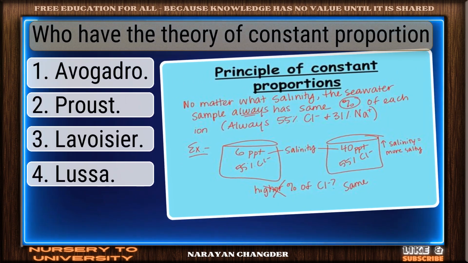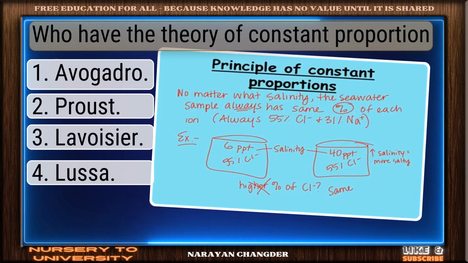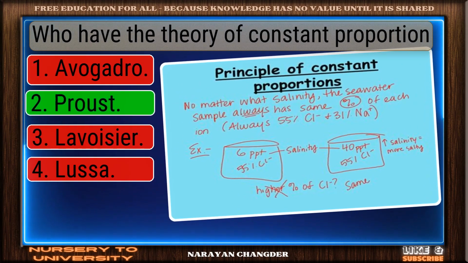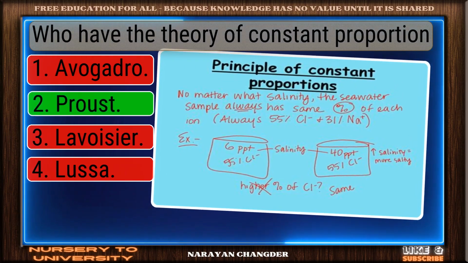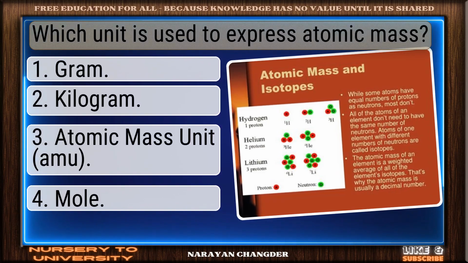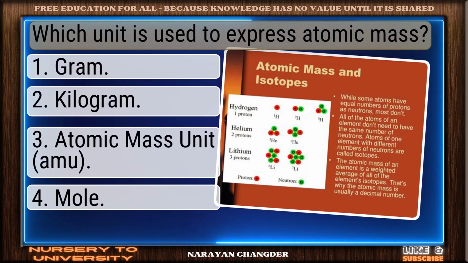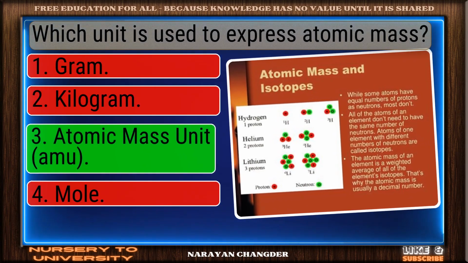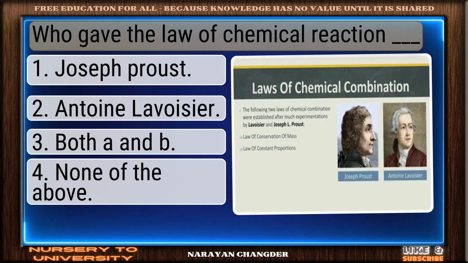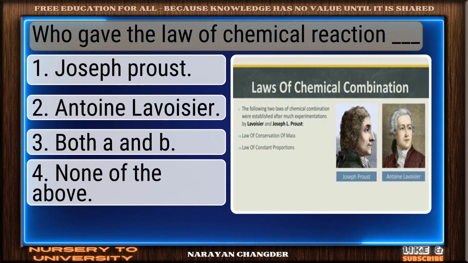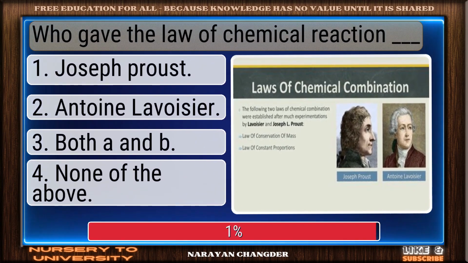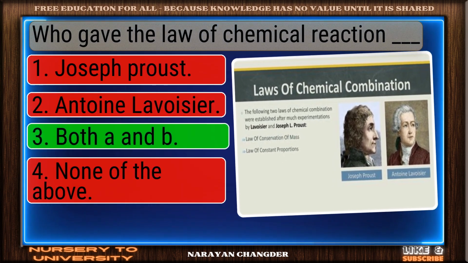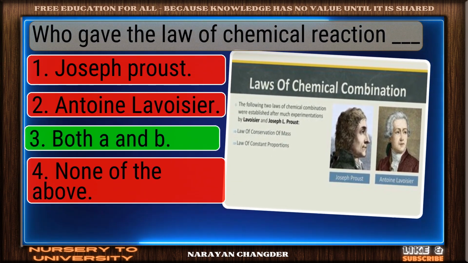Question number 176. Who gave the theory of constant proportion? Well picked. Proust is the correct answer. Question number 177. Which unit is used to express atomic mass? Smart pick. Atomic mass unit is the correct choice. Question number 178. Who gave the law of chemical reaction dash? Good job. Your answer both A and B works well here.